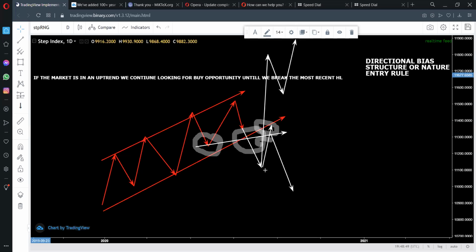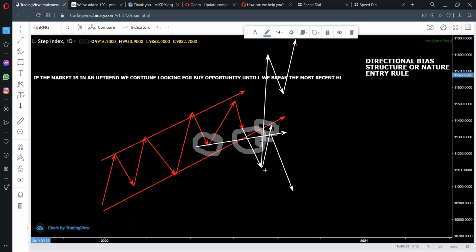We use this to avoid the false breakout. We use this to avoid a fake breakout or a false breakout. So you have to wait for the pullback, giving you the third leg, before making an entry, because we sell at a higher price and we buy at a lower price. That's supply and demand.